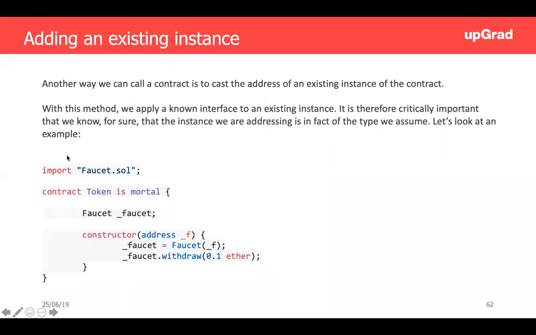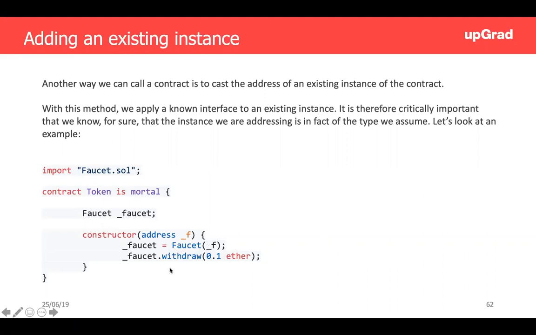So what I've done here as part of this contract is Token is my new contract. I've imported the code for Faucet, which is the contract that I want to use. So this is the file with the code for the contract that I want to use. And as part of constructing my Token contract, I am passing it the address of the Faucet contract. Now this address can be used to initialize the Faucet contract, by calling the constructor of the Faucet contract and passing it the address of where it is deployed on the network.